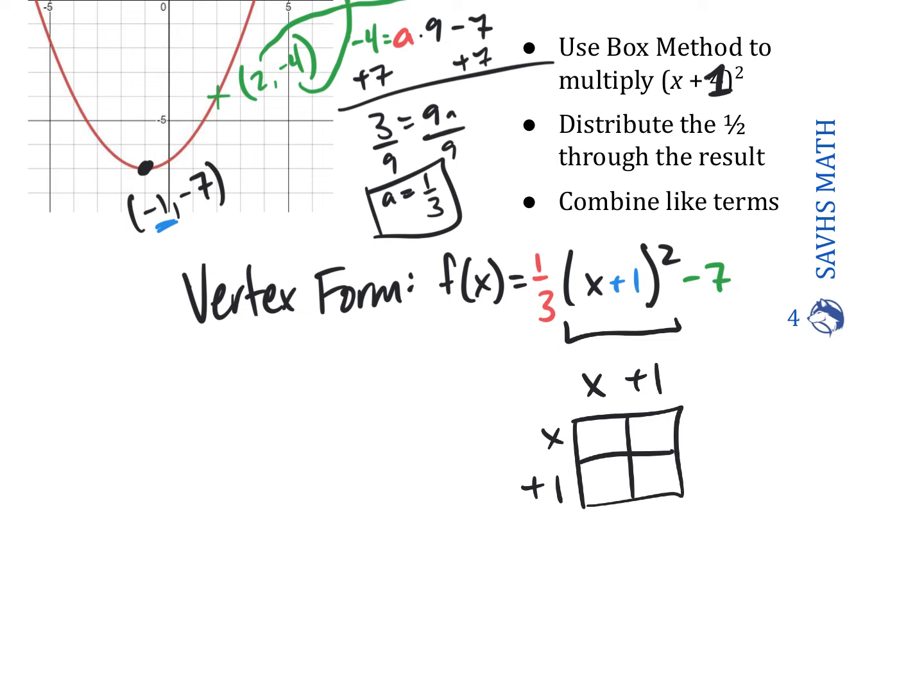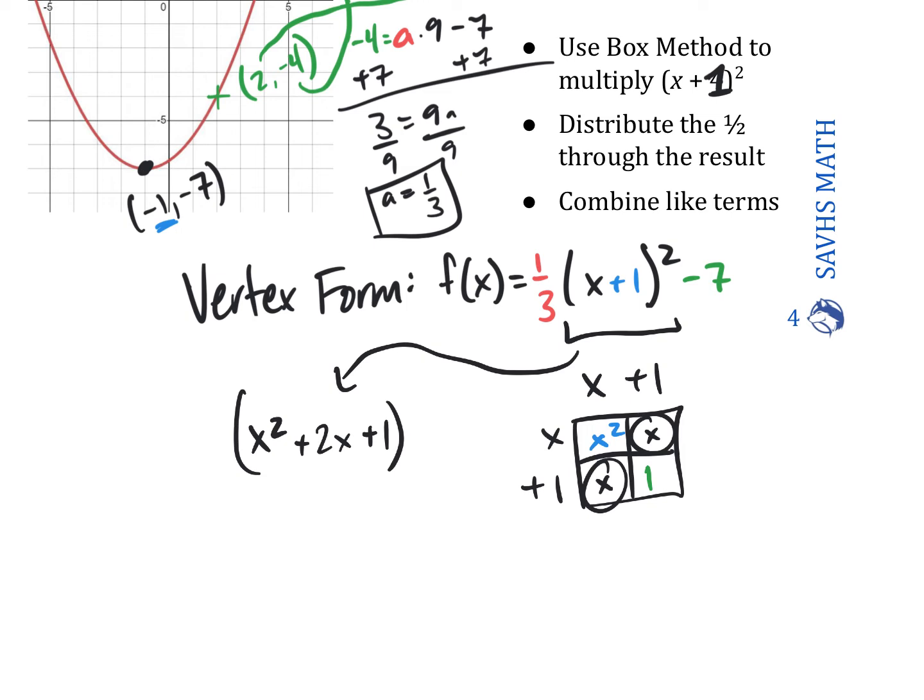We get x squared. We get x. We get x. And then we get 1. So together, that part right here becomes x squared plus 2x. And I see that there's 2 x's here because I have 1 here and 1 here. And then plus 1. That whole thing is multiplied by the 1/3, and then we have the minus 7 at the end.